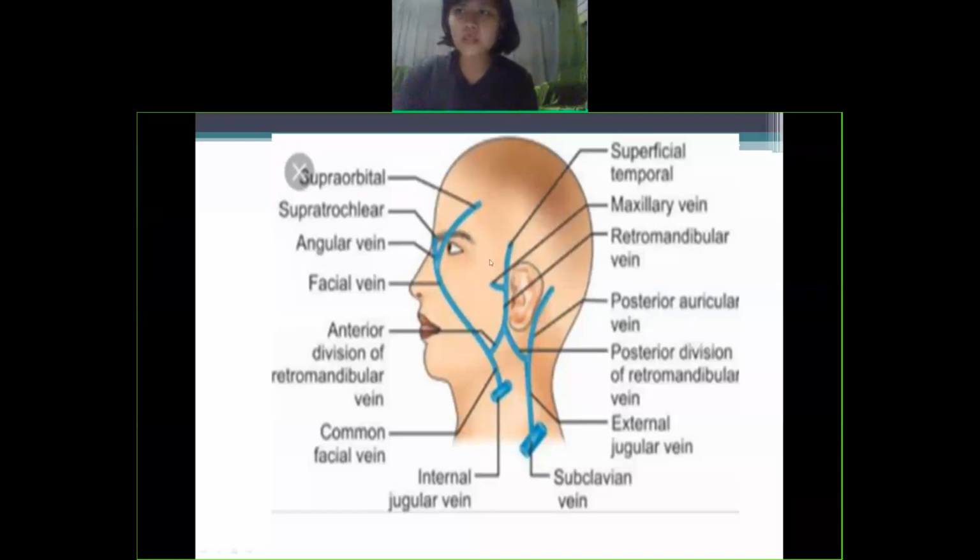Okay, next is the superficial temporal vein. This is the superficial temporal vein, this one. So what does the superficial temporal vein do? It drains all the deoxygenated blood, that is the venous blood, coming from the forehead as well as the scalp. This one is coming from the forehead and scalp. It enters the parotid gland. Let me show you.